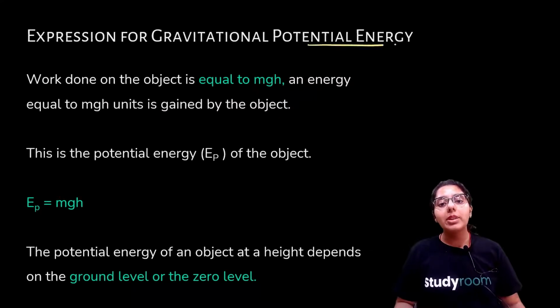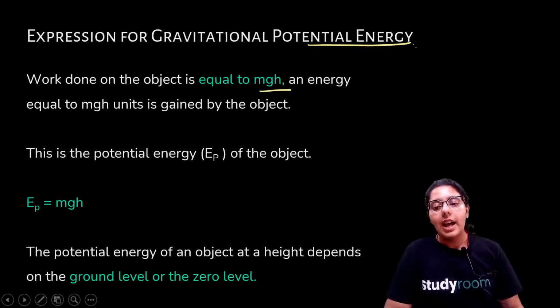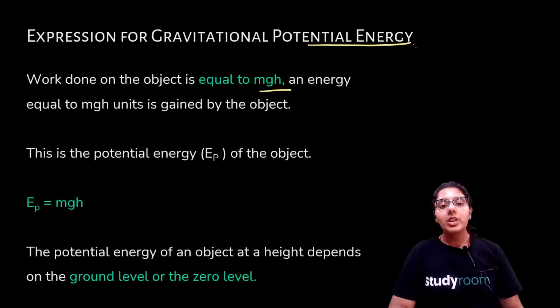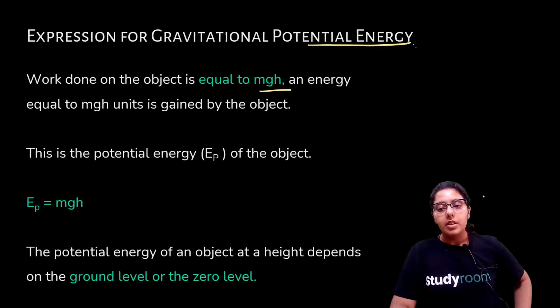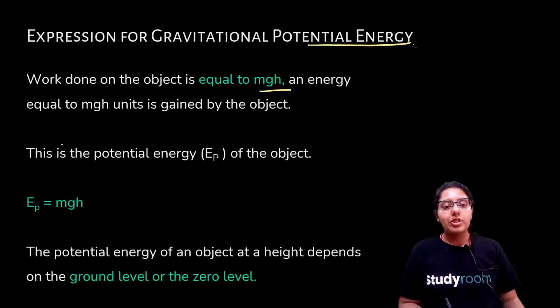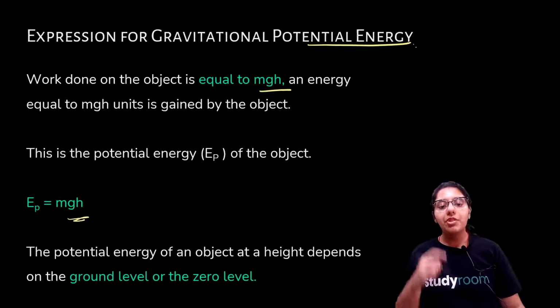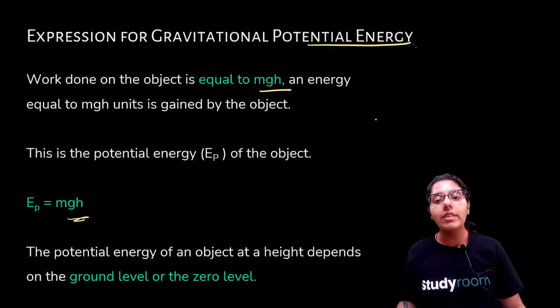Expression for gravitational potential energy. Work done on the object is equal to mgh, and energy equal to mgh units is gained by the object. So this is the potential energy of the object. Potential energy is mgh. The potential energy of an object at a height depends on the ground level taken as the zero level.